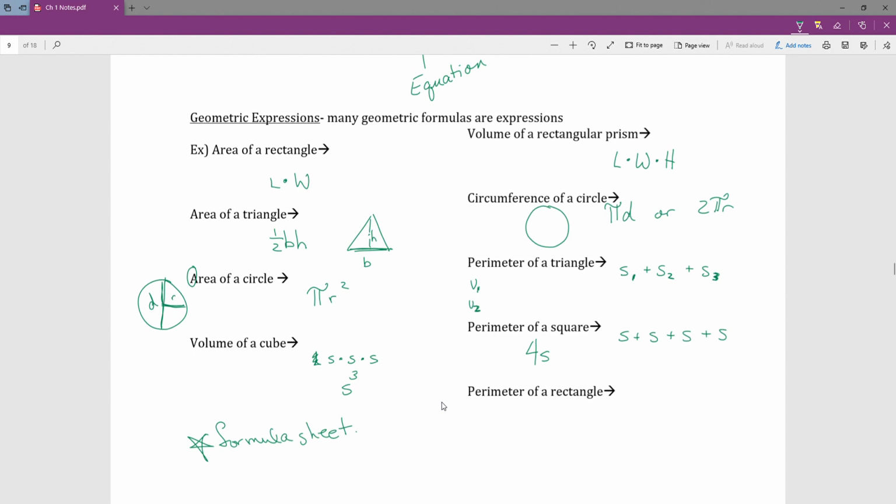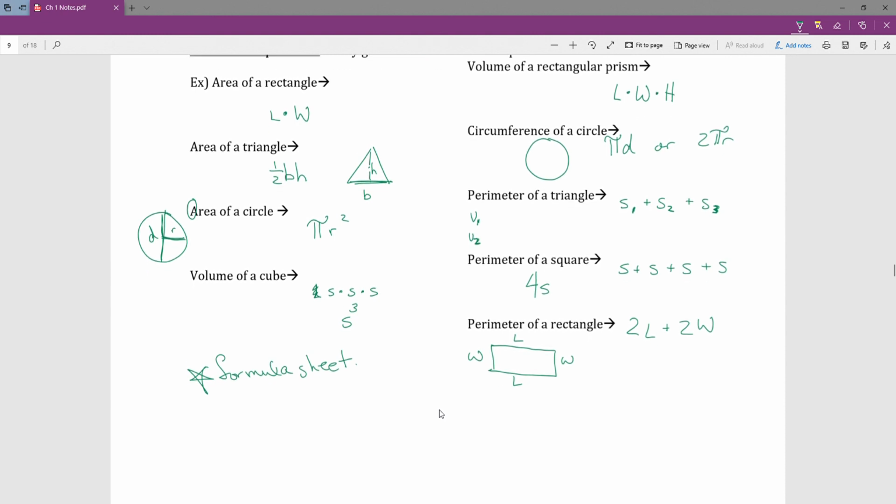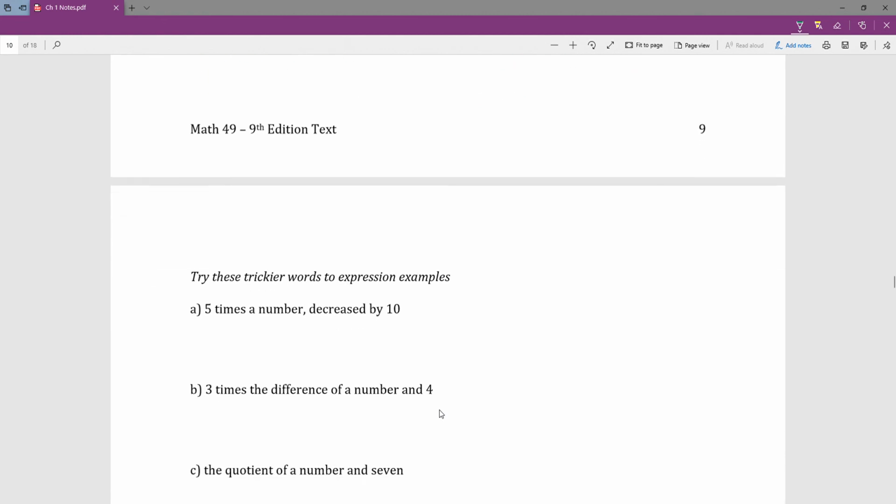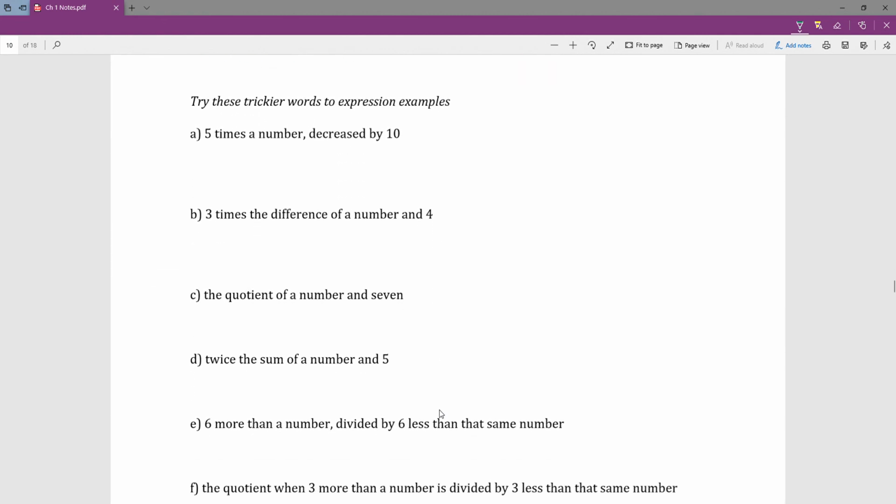Perimeter of a rectangle, if I were to draw this, and if you take a look at your formula sheet, you have your lengths and your widths, right? So you could just literally add all those up together, or you could say 2 times the length plus 2 times the width. And that's what it says on your formula sheet. And hopefully that can help you make some sense of those. So those are always available to you. You don't have to have them memorized, but they are useful.